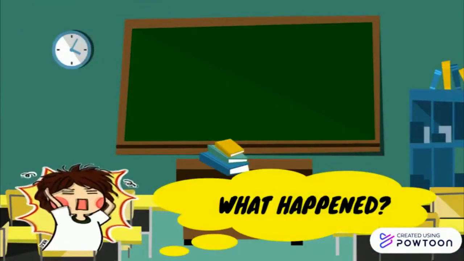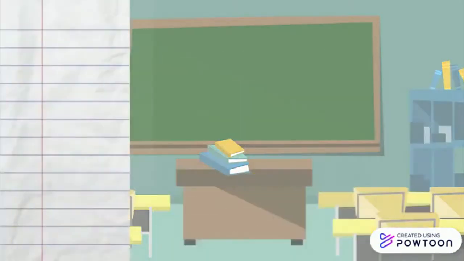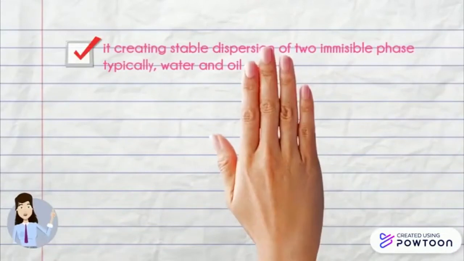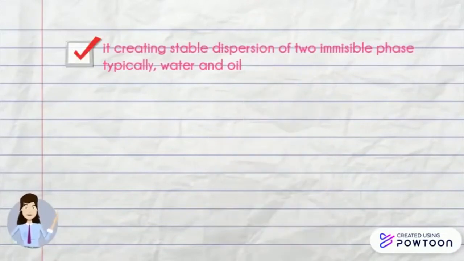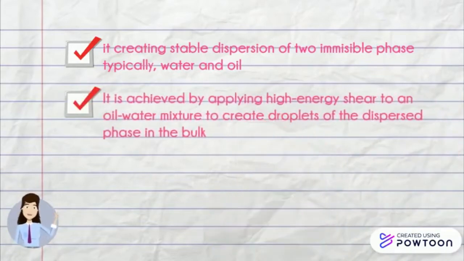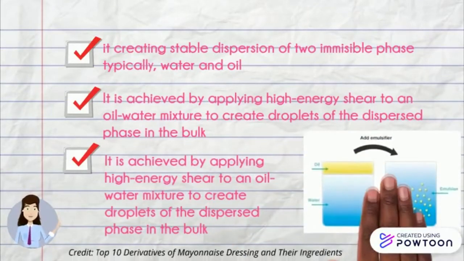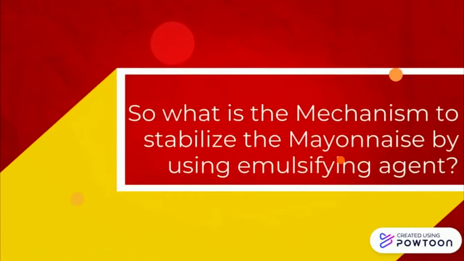What happened? The making of mayonnaise is a process of emulsification. It creates a stable dispersion of two immiscible phases, typically water and oil. It is achieved by applying high-energy shear to an oil-water mixture to create droplets of the dispersed phase in the bulk. So what is the mechanism to stabilize the mayonnaise by using an emulsifying agent?